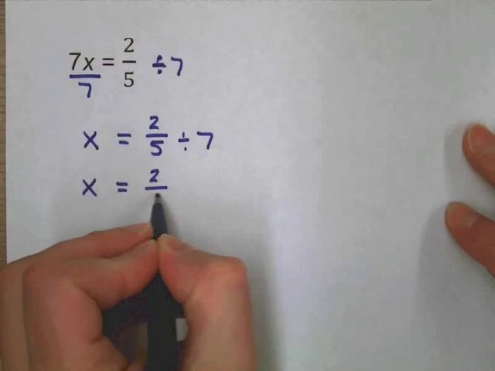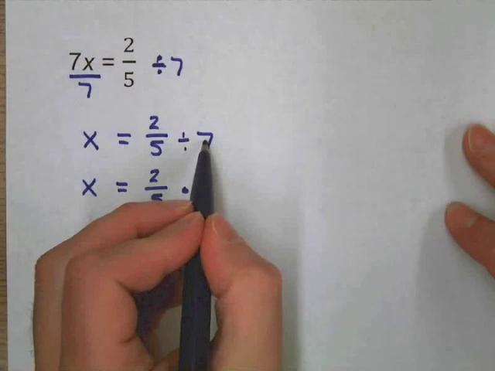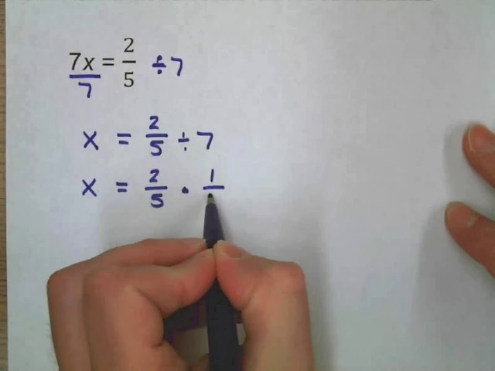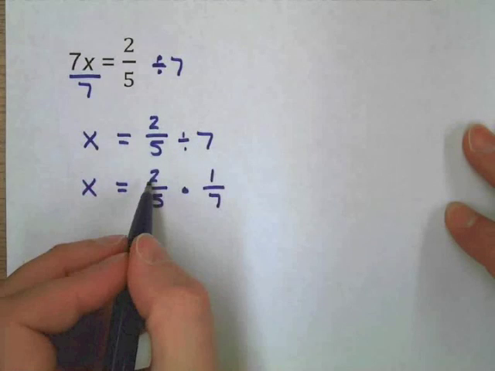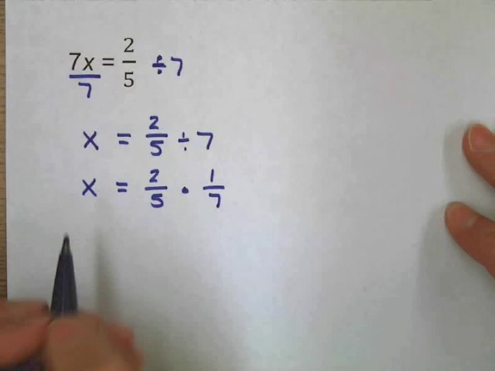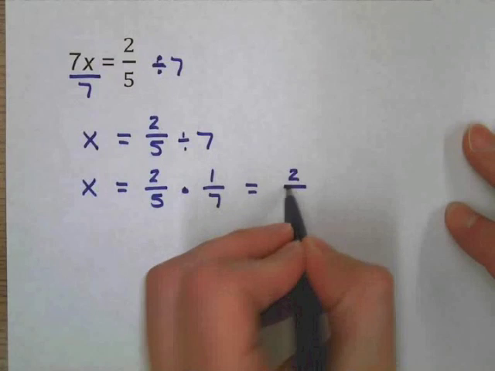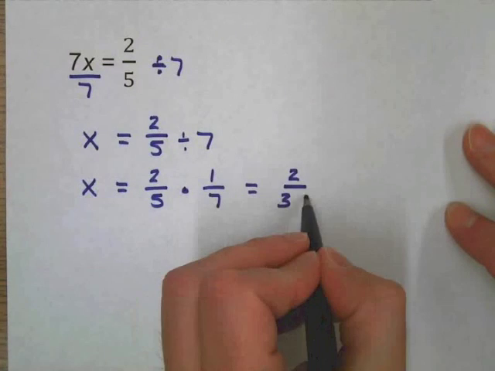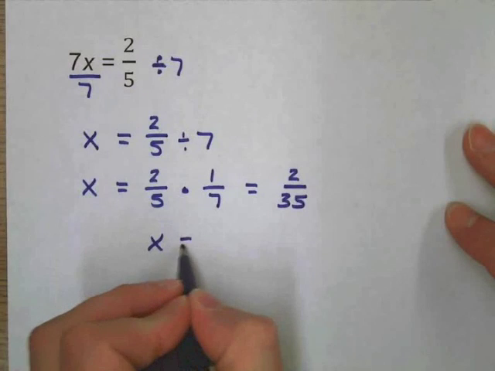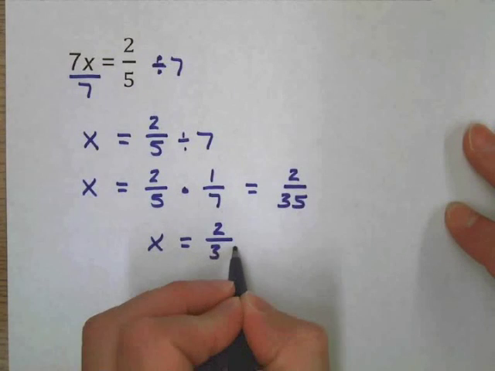Well, I want to think of that as a multiplication problem. So 2/5 times, and I'm going to do the inverse. 2/5 divided by 7 is the same as 2/5 times 1/7. So that means that 2 times 1 is 2. 5 times 7 is 35. So x is equal to 2/35.